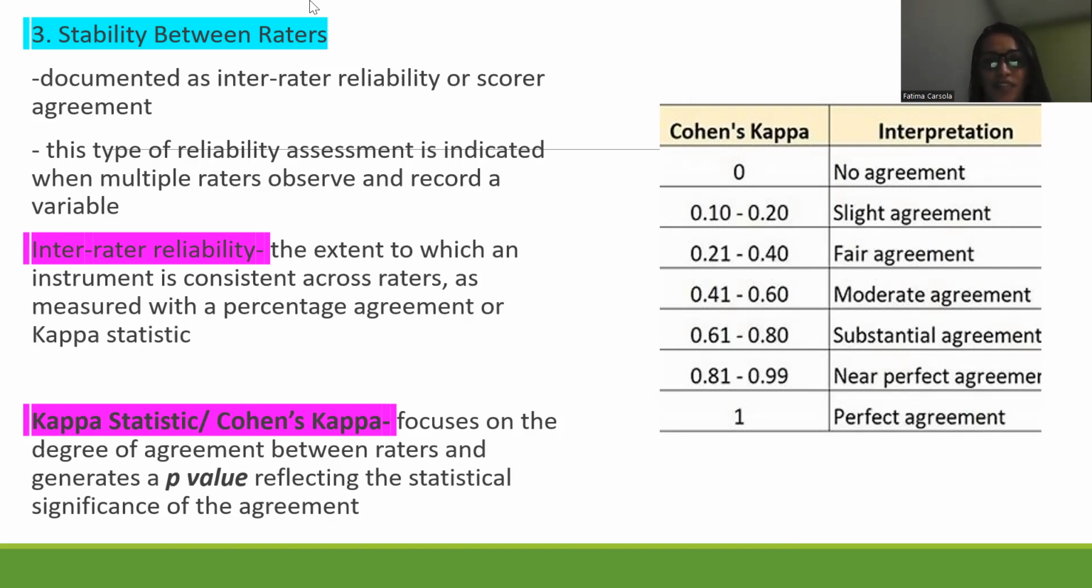This is more of the statistical part, and at least you have noted, remember at least that the p-value is generated by the kappa statistic, or Cohen's kappa. Again, 0 is no agreement, and 1 is a perfect agreement.